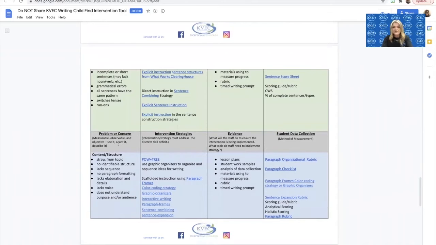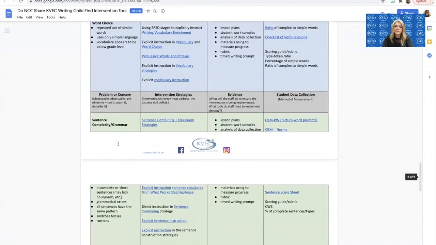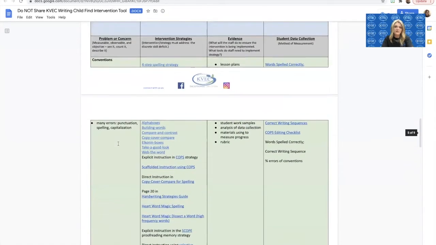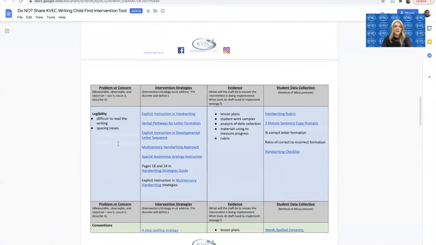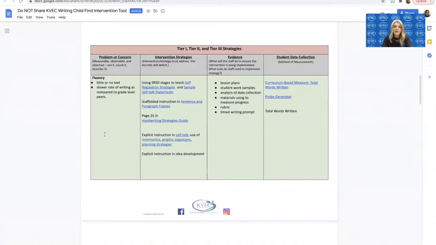When you assess your students and you identify what they are weak in, then you can come over to this tool. You do not have to read it from beginning to end. You come over, find the component that your area falls under, and then we look across. Once you find your area, the next column we have are the intervention strategies. And then after that, we have your evidence. And then you have your student data collection.